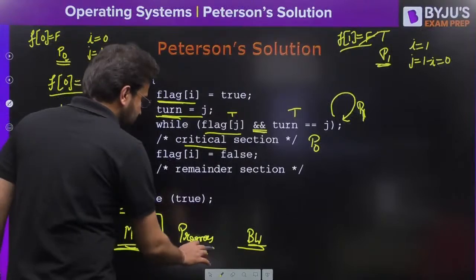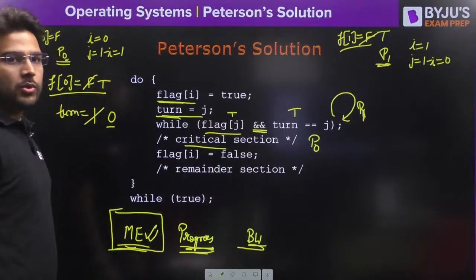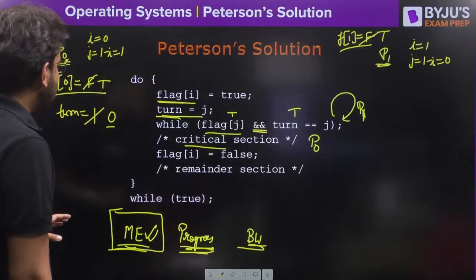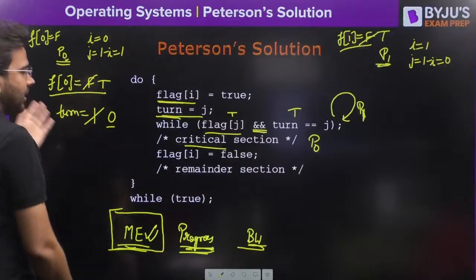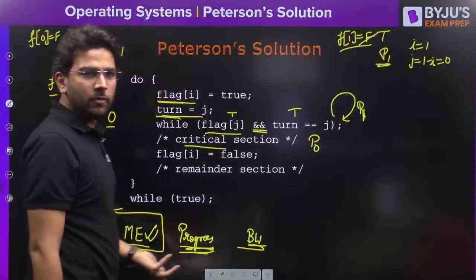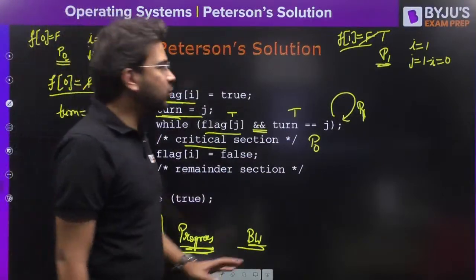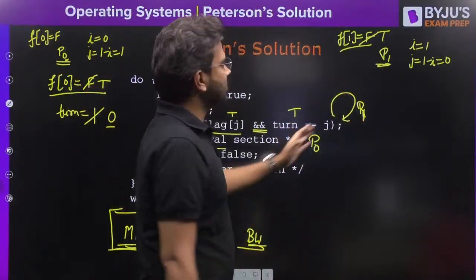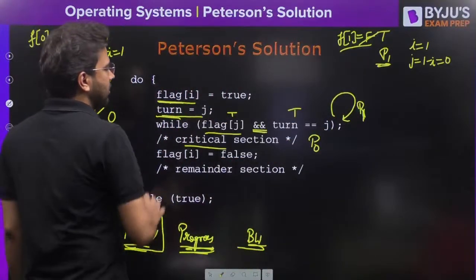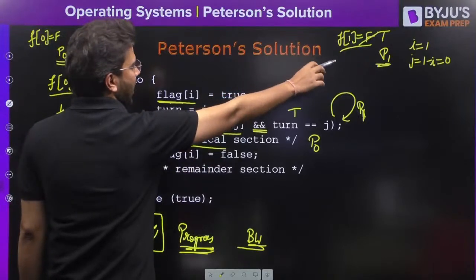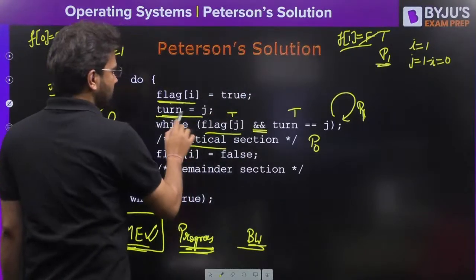Now let's talk about progress. As we can see, let's say if P1 is not interested, we were able to access the critical section with P0. Similarly, you can take vice versa also. If P0 is not interested, P1 will be able to access the critical section. Why? Because flag of i is equal to true, so that means this is going to be true. Fine. Turn is equal to j.